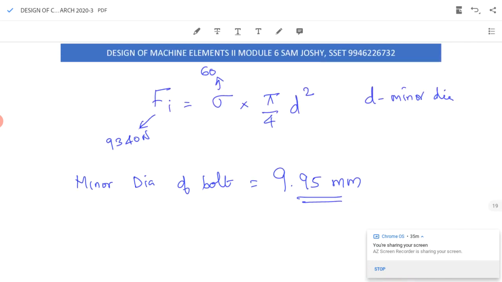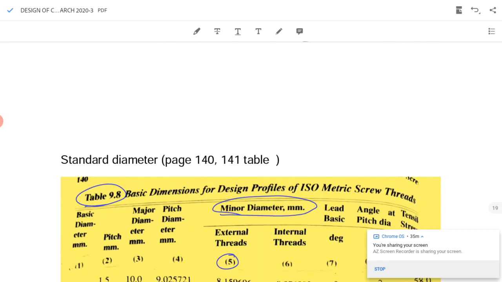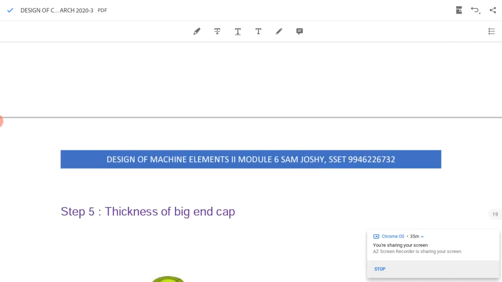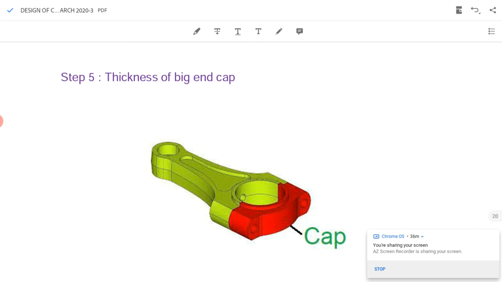Okay, this is the area of one bolt. So multiplied by 2, and we'll get that diameter. So we have found the diameter of the bolt also. Now we have to find the thickness of the end cap. See this figure. This is the end cap.